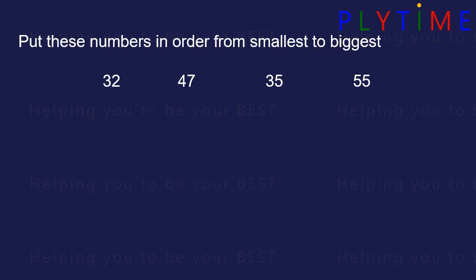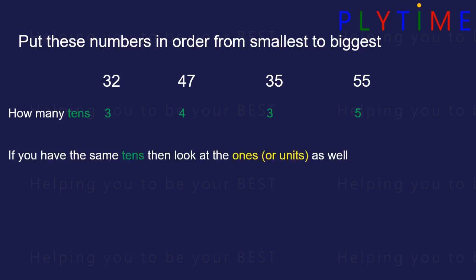Put these numbers in order from smallest to biggest. First, we look at the tens. We have 3, 4, 3, and 5. If we have the same tens, here 3, then we look at the ones or units as well. The first one, the units are 2, and in this one, the units are 5.